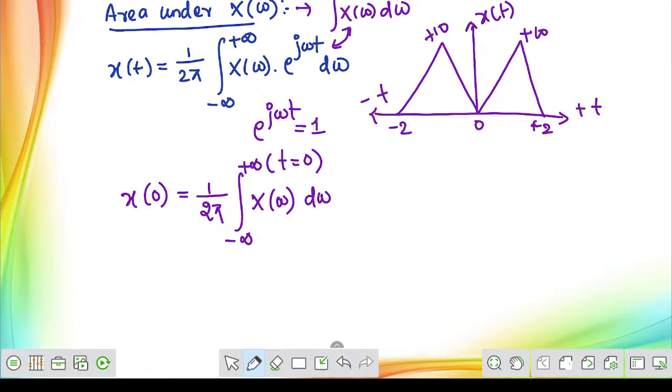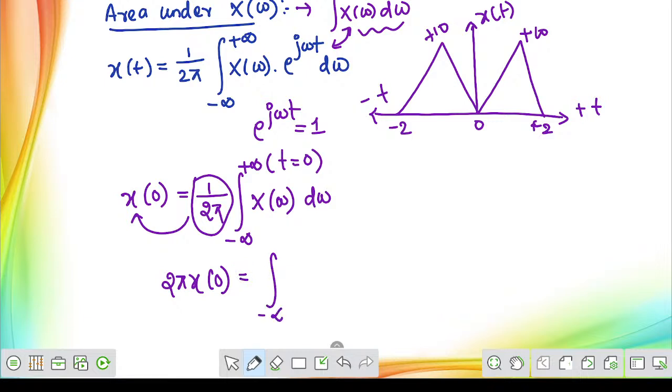So from this what can we conclude? Area under x of omega means only the integral of x of omega into d omega. Something is missing, isn't it, sir? 1 by 2 pi will not come here. It means you will have to move this value across. So the resultant answer will be 2 pi into x of 0 equal to the integral from minus infinity to plus infinity of x of omega into d omega. Correct, sir? This is the area under x of omega.